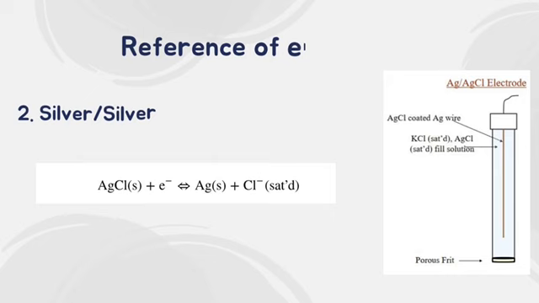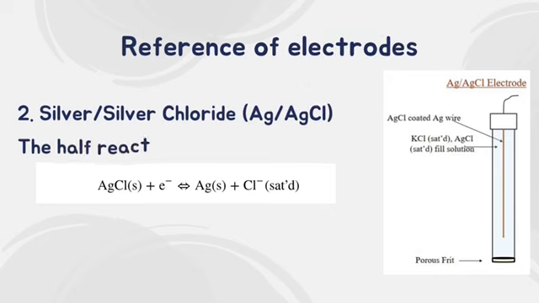The second type of the reference electrode is silver in silver chloride, Ag in AgCl. A silver chloride electrode is made up of a silver wire coated with a solid silver chloride deposit, AgCl, scarcely soluble in water, immersed in a KCl solution. The half reaction is described by AgCl in the solid phase plus e minus to give Ag in the solid phase plus Cl minus. And you have the picture. You can see the Ag in AgCl electrode.